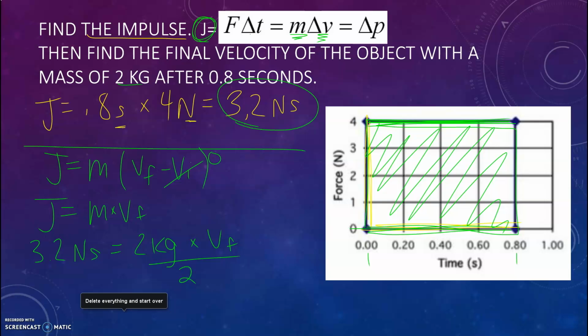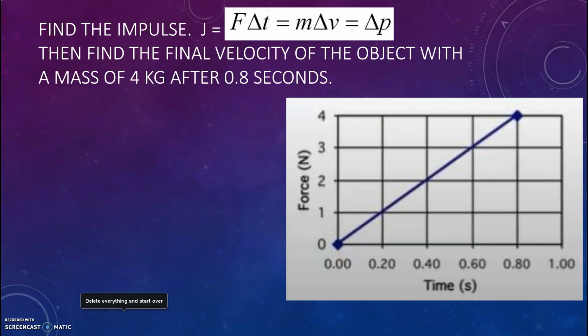Well, we need to divide by the 2 kilograms on both sides. And when we solve 3.2 divided by 2, we're going to get a final velocity of 1.6 meters per second. So that's the final velocity for this graph. I'll show you one more graph before we end the video.